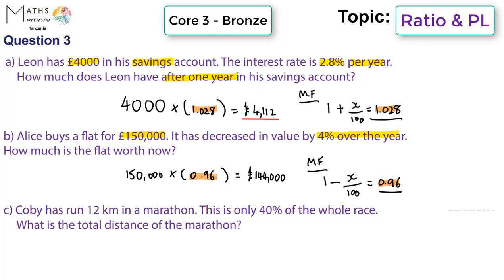All right, so we have now had an example of both increasing and decreasing multiplying factors, and that should set you up. Let's just do the last question, part C.